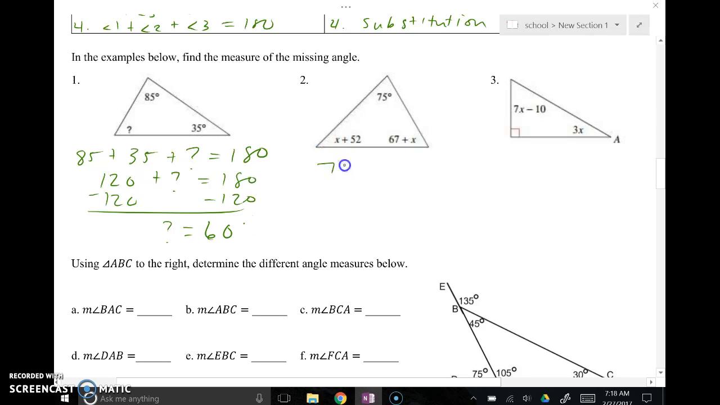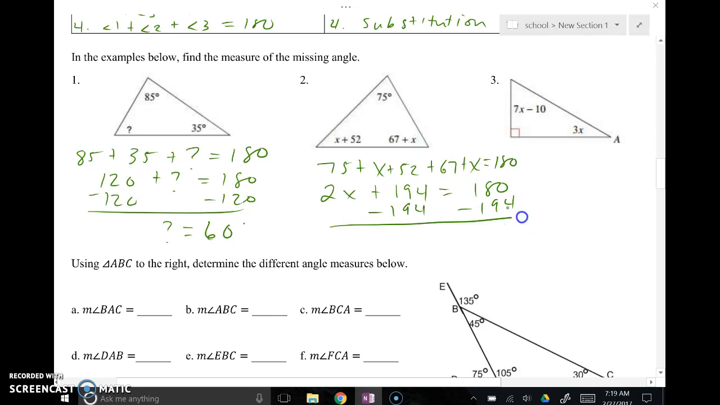Same idea, 75 plus x plus 52 plus 67 plus x all should add up to 180 degrees. So now we've kind of gone to a math 1 equation, no longer just looking at that triangle. I could just combine like terms and solve. So x and x is 2x, 75 and 52 gives us 127, and 67 is going to give us... I had to grab the calculator, so those 3 angles add up to 194 equals 180.